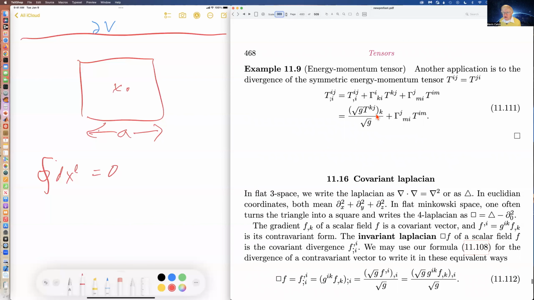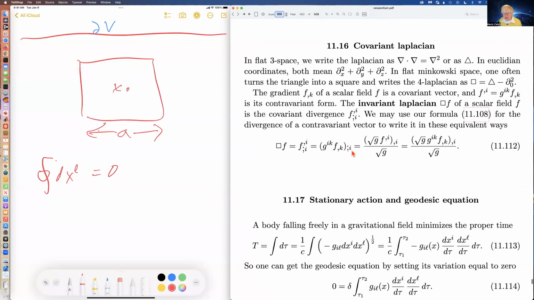I see here there's a comma missing. So let me make a note to fix 11.111. And the covariant Laplacian, so you're taking the covariant derivative of a contravariant vector. If you work it out, you have a bit of simplification, and this is a double trace or a double contraction. You're summing over K and I.